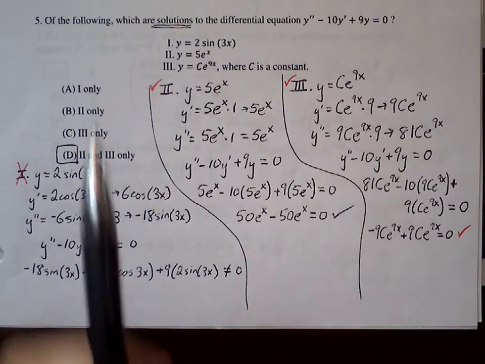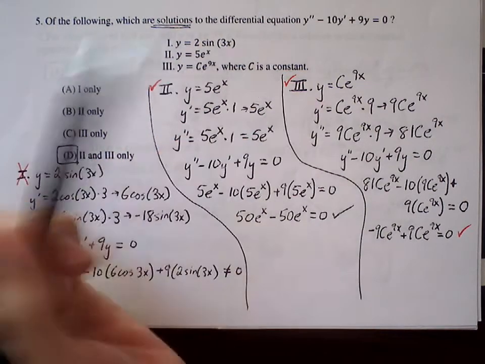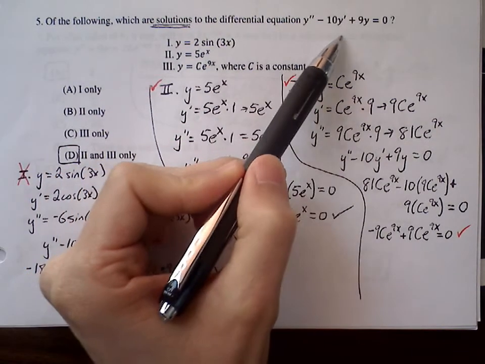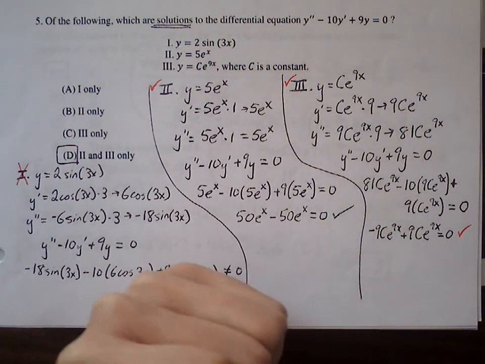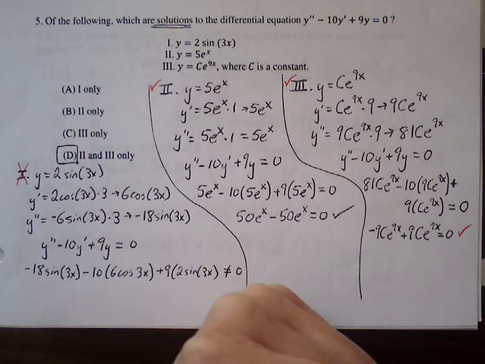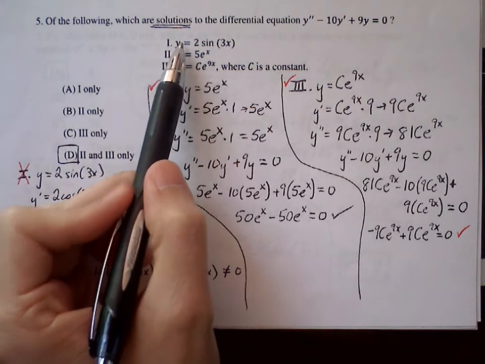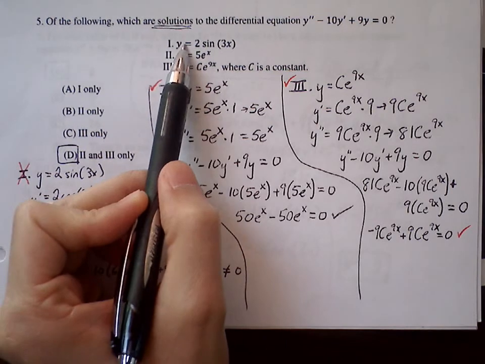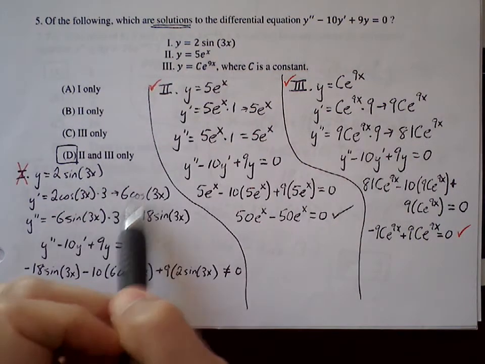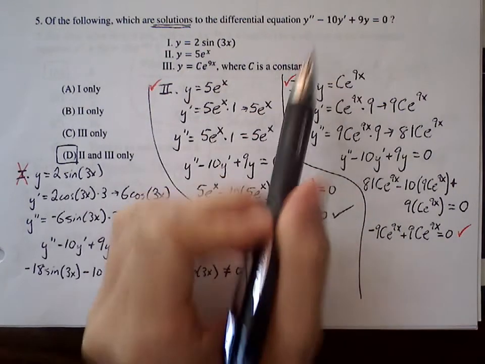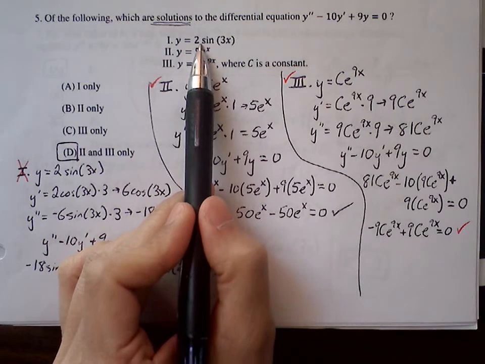All right, number 5. Which of the following are the solutions to the differential equation y double prime minus 10y prime plus 9y is equal to 0? So, yeah, this is a little bit tedious here because we need to find y prime and y double prime for each of these equations and see which one of these will allow for this statement to be true. So we have to go through the trouble of finding y prime and y double prime for each of these terms.